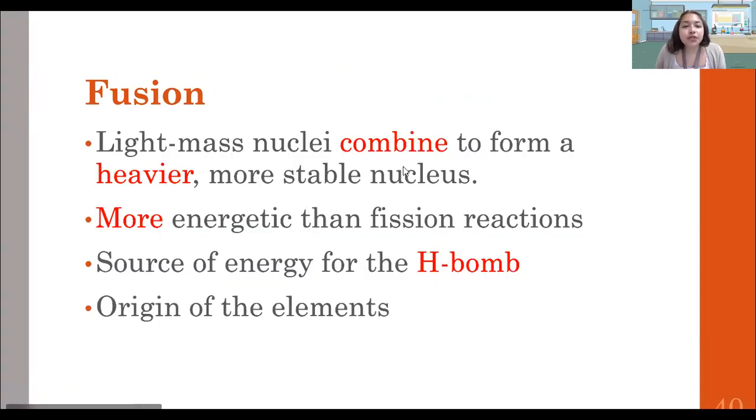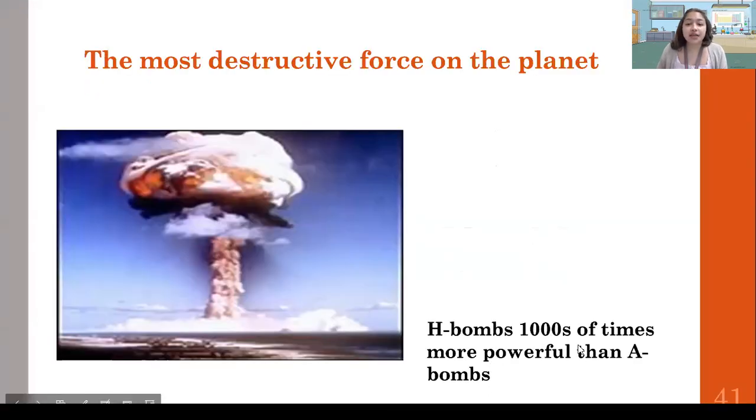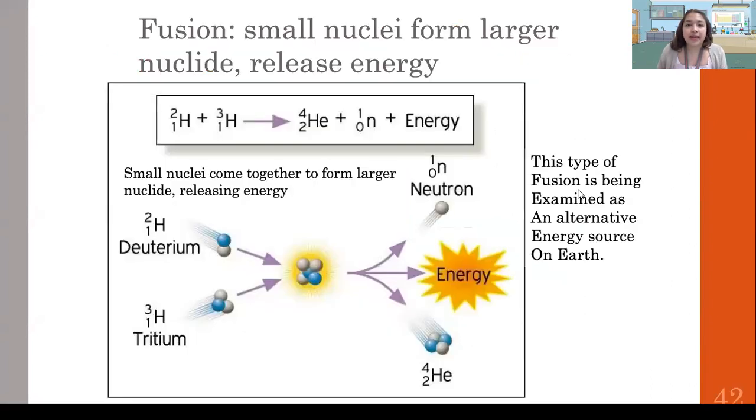All right, so for fusion, the opposite of fission, we have two nuclei fusing to make one heavier nucleus. So this produces more energy than fission does, and it's a source of energy for the H-bomb, which is not the atomic bomb. It's actually thousands of times more powerful than the atomic bomb. It's the most destructive force on the planet.